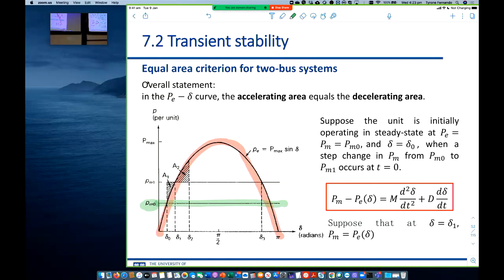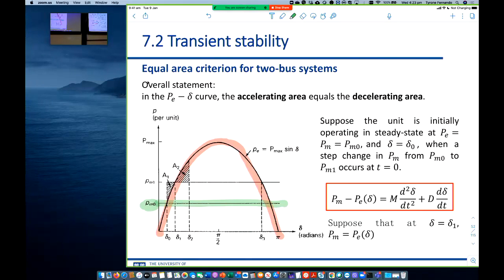So let's say initially PM0 is the mechanical power output of the turbine. That means this generator must be supplying an electrical load equal to PM0. So the operating point is the intersection of the red and the green line, because the electrical power and mechanical power must be the same, right? So it operates at delta naught.